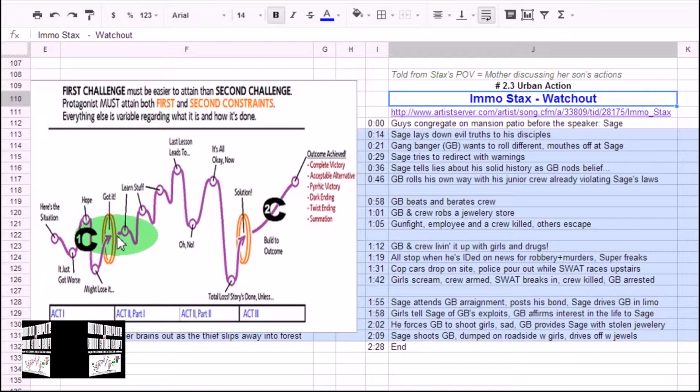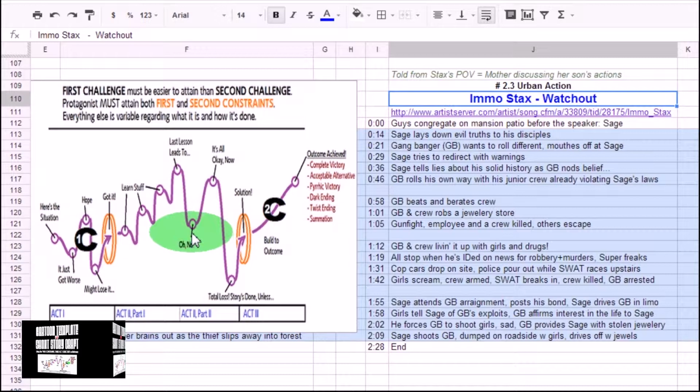Gangbanger beats and berates his own crew. Gangbanger crew robs a jewelry store. Gunfight breaks out. An employee and one of the crew members is killed, and the others escape. At this point, the gangbanger's crew are living it up somewhere else, off site, with drugs and girls. Everything's pretty cool, except they all have to stop when he's ID'd on the news for both the robbery and the murder. Gangbanger freaks out.